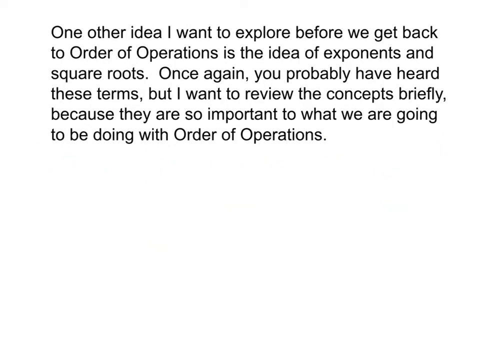One other idea I want to explore before we get back to order of operations is the idea of exponents and square roots. Once again, you probably have heard these terms, but I want to review the concepts briefly because they are so important to what we are going to be doing with order of operations. So, what is an exponent?